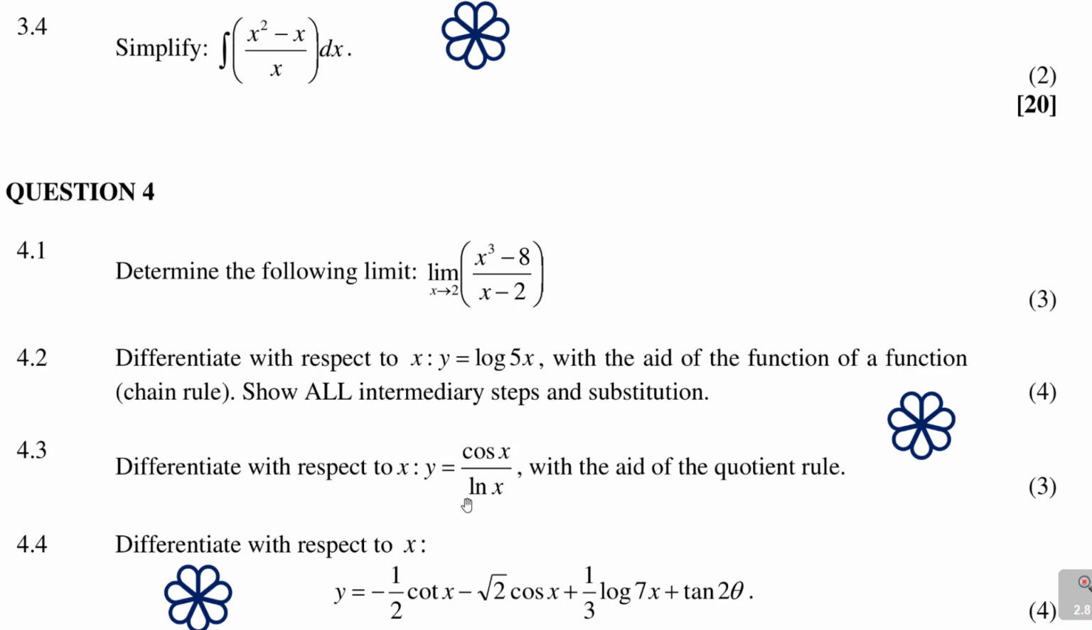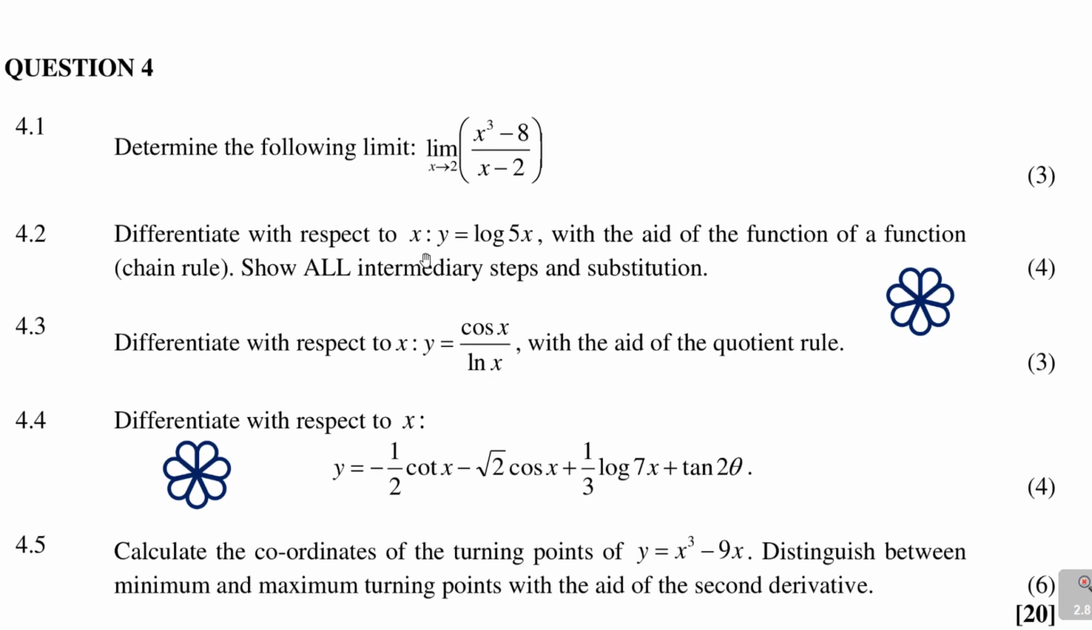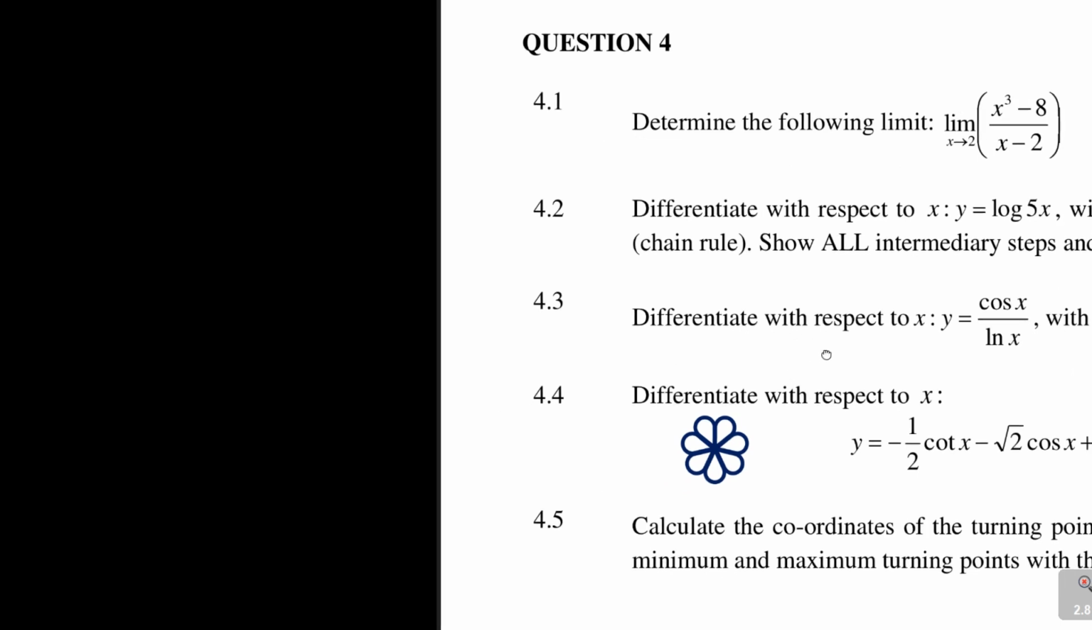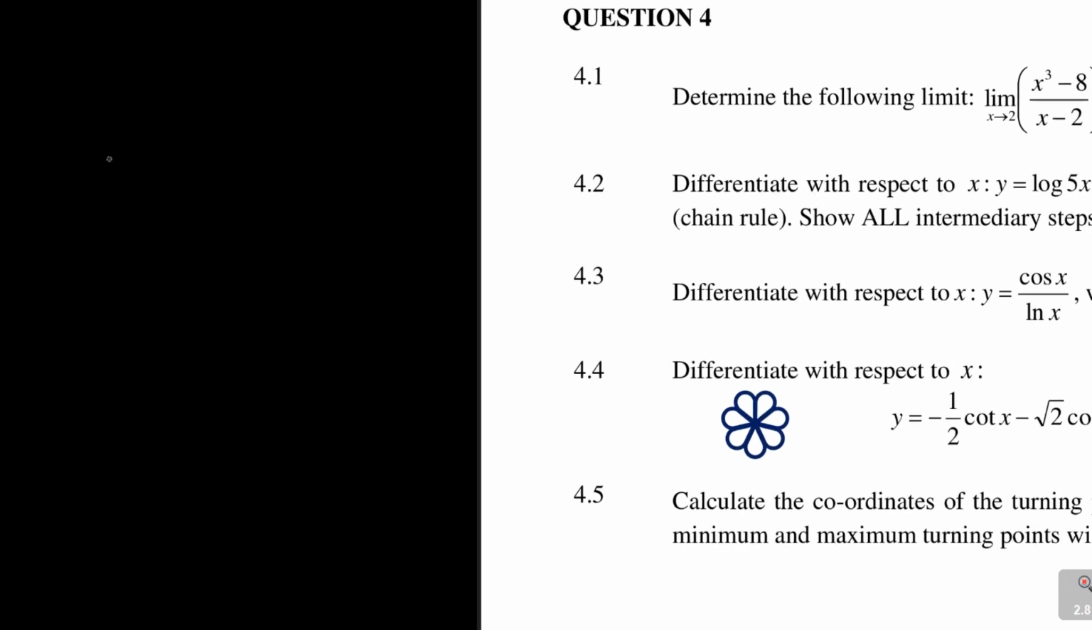It says differentiate with respect to x, y is equal to log 5x with the aid of the function of a function, chain rule, function of a function. Show all intermediate steps in substitution. 4 marks. Okay, function of a function, they want you to use the chain rule. And then what we have, y is equal to log 5x.